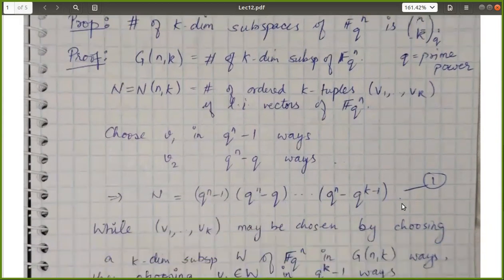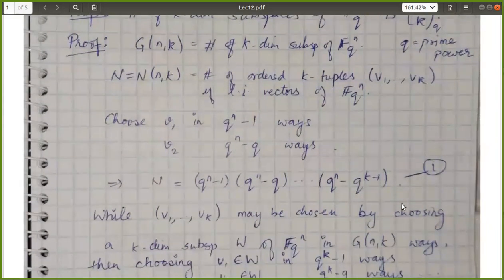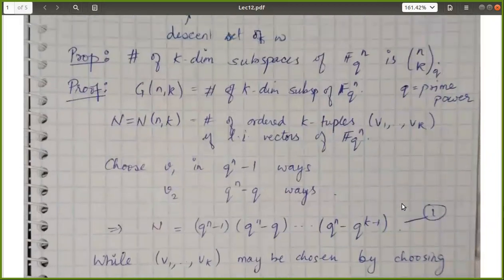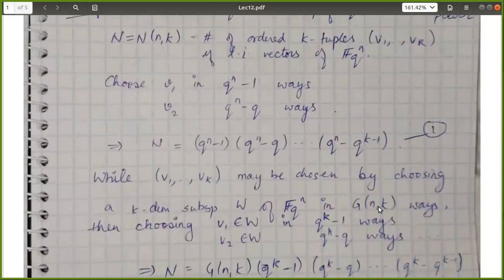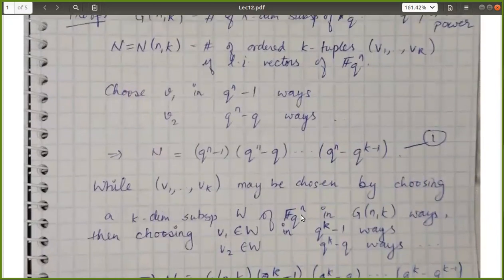But in how many ways can you choose a k-dimensional subspace of this? There would be many k-dimensional subspaces, and that is what you have to find. But in how many ways can you make this choice? To make this choice, you will first have to start with choosing some subspace W of dimension k, and then in this, you have to fill in k many elements.